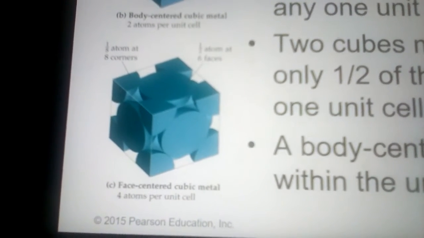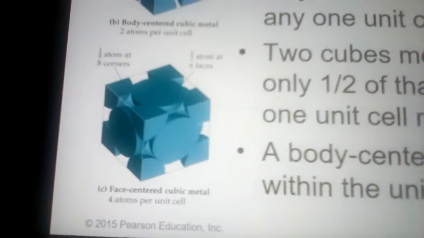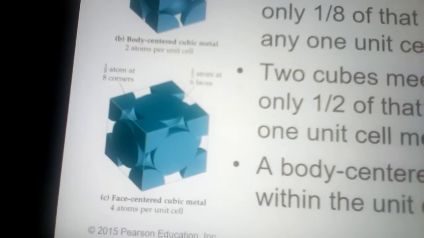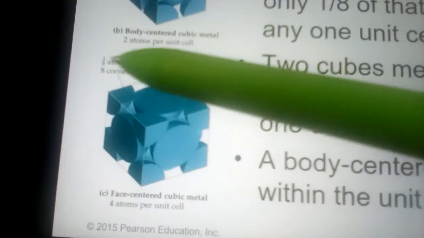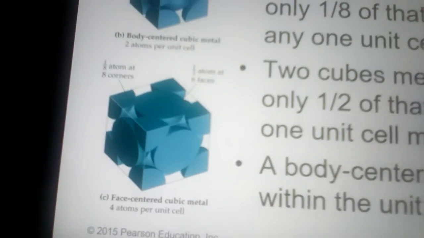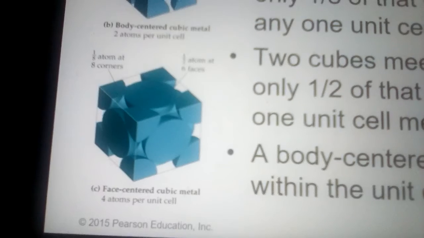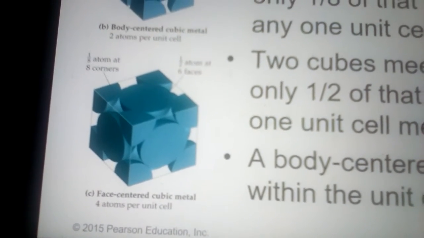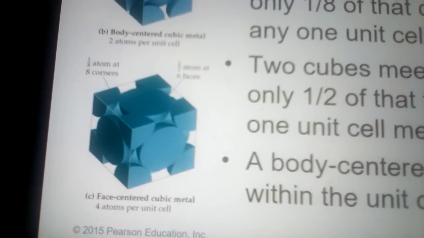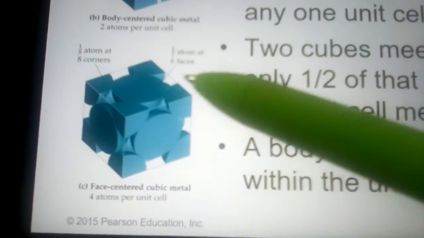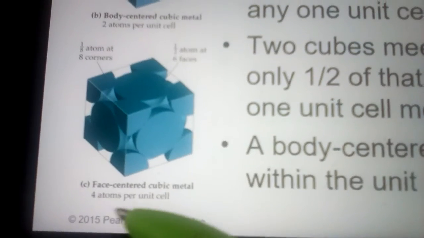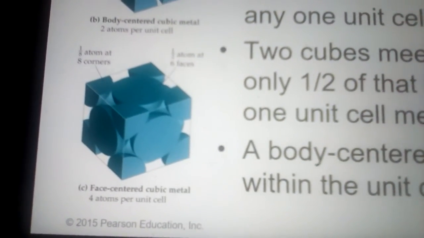Now for the face-centered cubic structure, we again have the 8 atoms on the corners. So 8 corner atoms, 1/8 of each is in the unit cell. That would give us 8 times 1/8, which is 1 atom present in the unit cell. But if you look at the atoms on the faces, they are cut in half. Half of the atom is in the unit cell we're looking at, and half is in the next unit cell over. Since there are 6 of those atoms, that would be 6 times 1/2, or another 3 atoms per unit cell. So for a face-centered cubic unit cell, there are 4 atoms present in every unit cell.